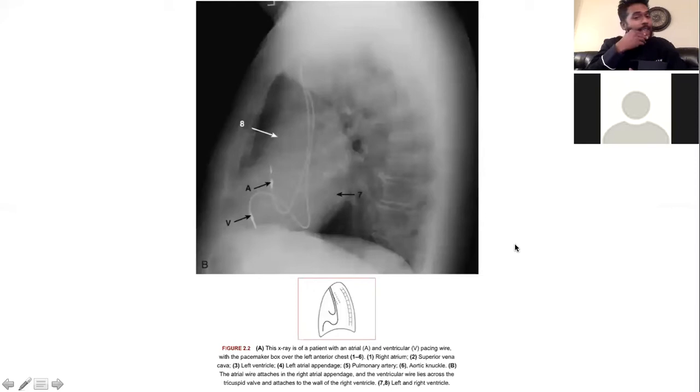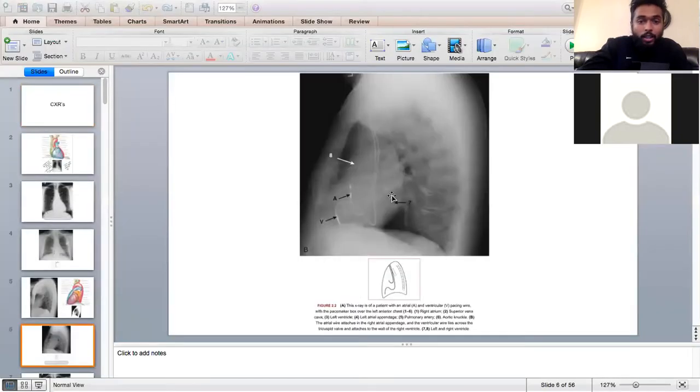So based on what I just said, where do you think these leads and wires are on this one? Let's go through the numbers real quick. So where is A? I don't know, man. You've got to teach me. I don't know what this is.